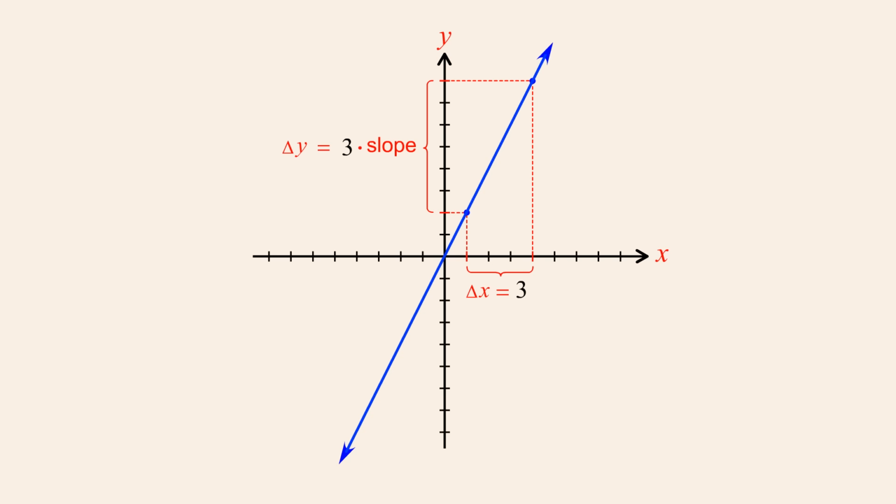In general, if delta x is multiplied by any constant c, delta y will change by the same constant multiple c. Now, let's divide delta y by delta x. Since delta y is equal to c times the slope, and delta x is equal to c, delta y divided by delta x is the same as c times the slope divided by c, or simply the slope.